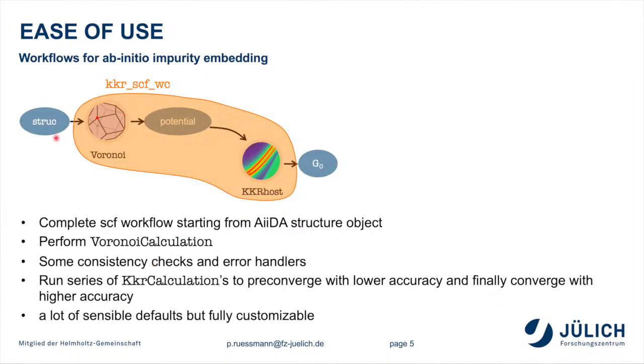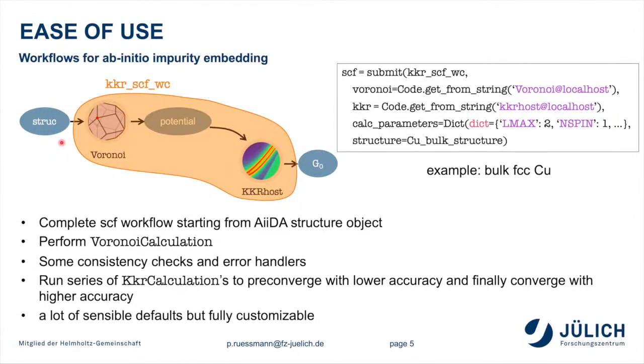So this has a lot of different features internally, but we have defined a lot of sensible defaults that makes it easy to use, but fully customizable if you want to change some of its behavior. Let's take a look at a concrete example and look at a simple system of bulk FCC copper. We can simply submit the KKR SCF workchain with AiiDA's submit command. We just have to provide the Voronoi code, an instance of the KKR code, and some basic parameters.